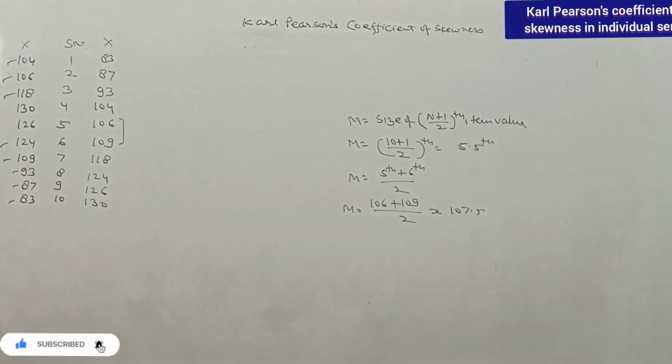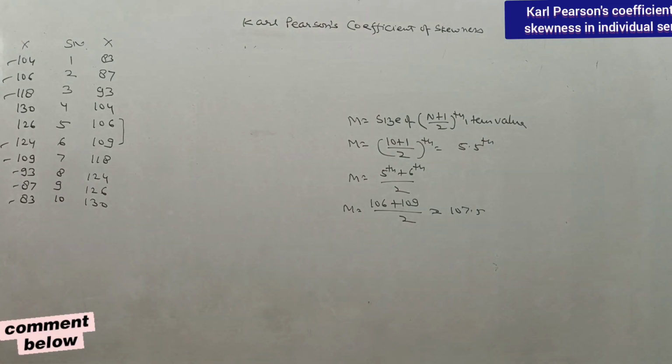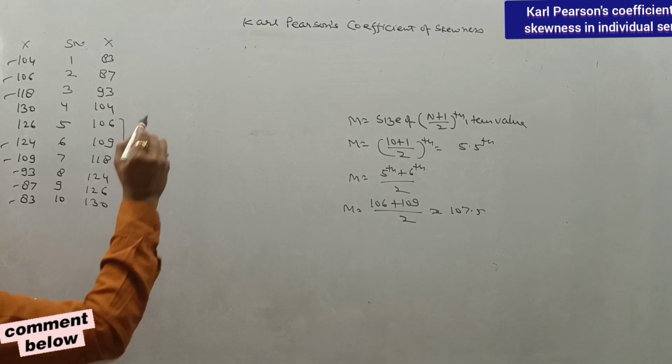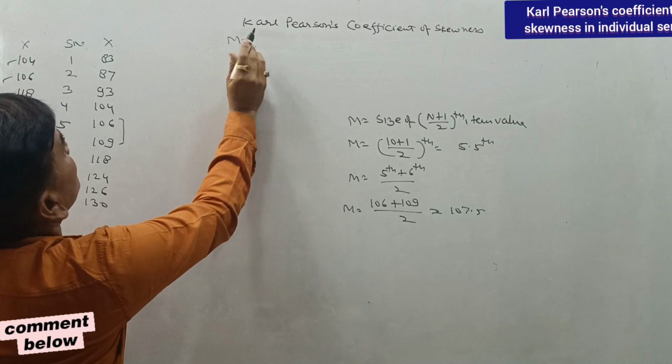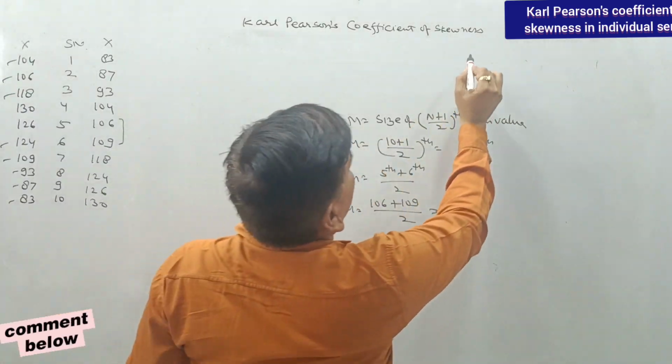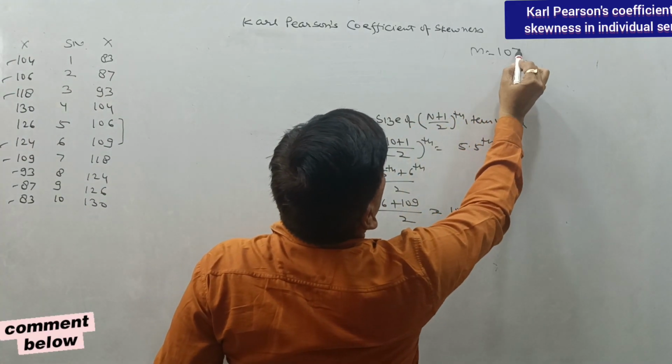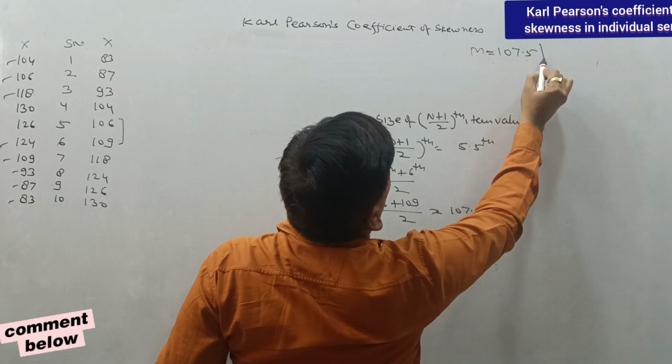Already we have discussed how to calculate the median value in case we are getting 5.5. The median value we are writing here, m is equal to 107.5. One value we have calculated.